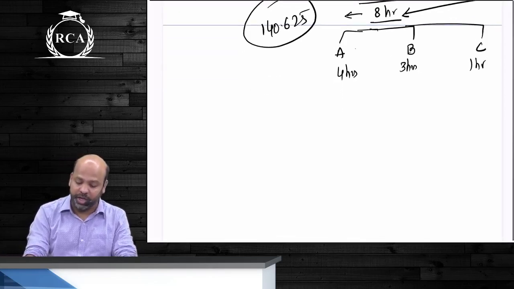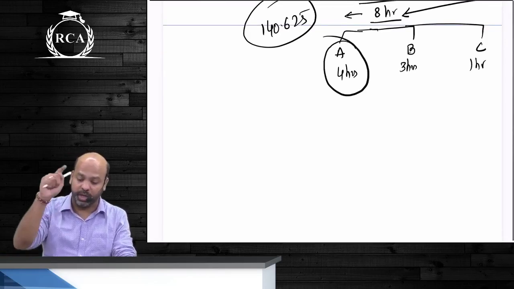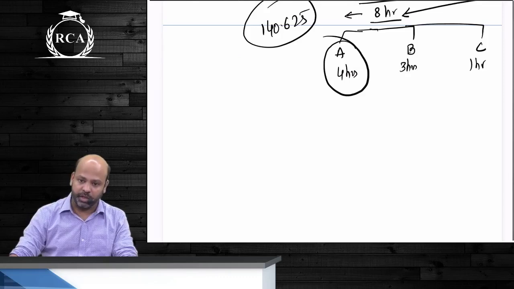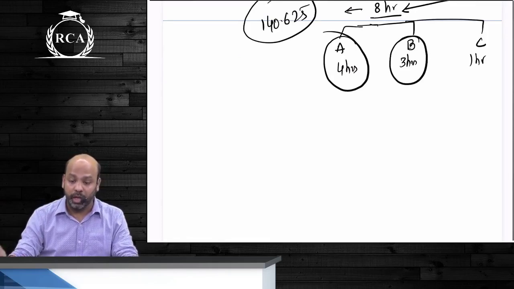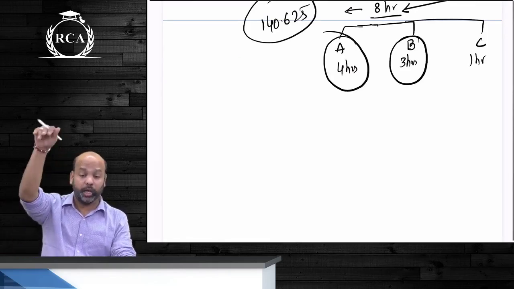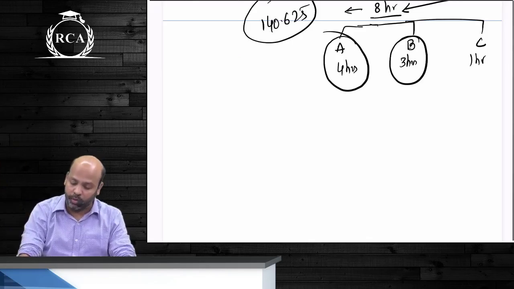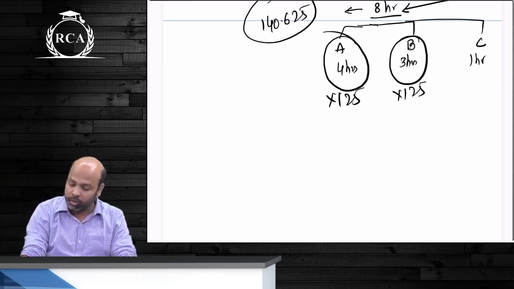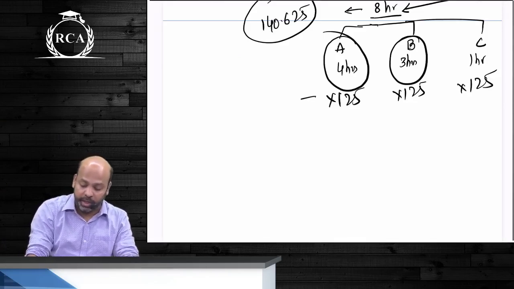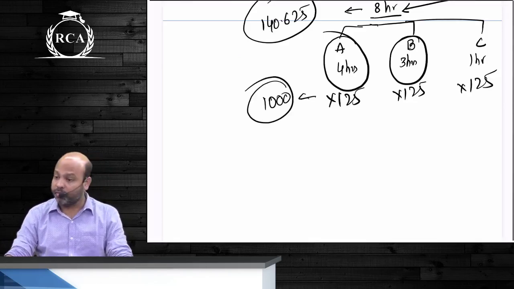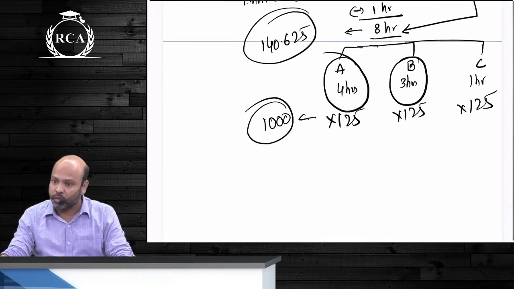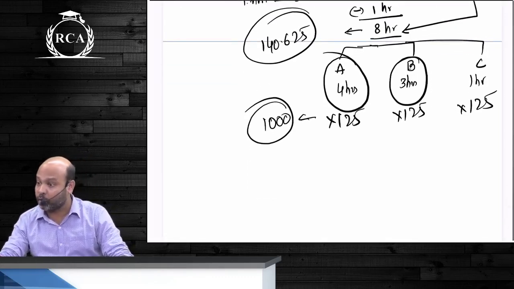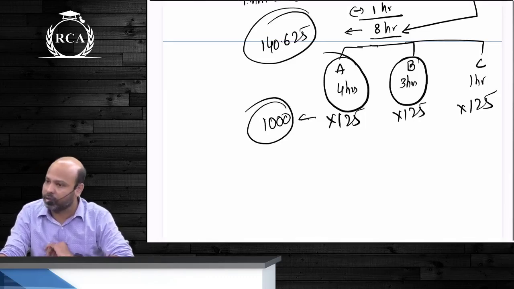The amount of wage that needs to be allocated for product A will be 4 hours multiplied by 140.625. The amount of wages that needs to be allocated for product B will be 3 hours into 140.625. It will not be 4 into 125 and 3 into 125. If you allocate only at 125 per hour, how much will you allocate? 125 into 8 hours, that is only 1000 rupees. But what is the actual expenditure that we are incurring? 1125. Obviously, you will not end up allocating the remaining 125. Are we clear about this?